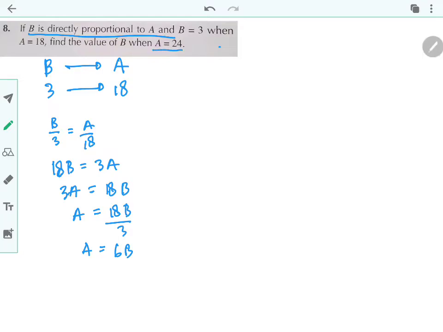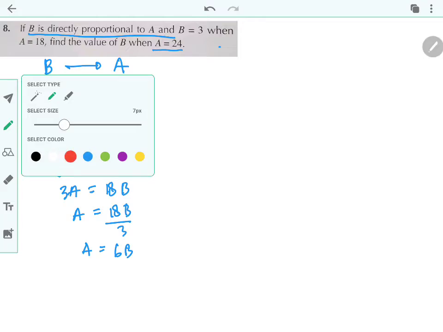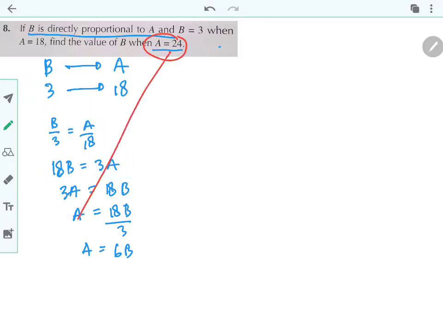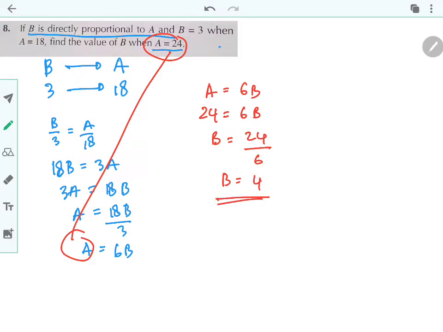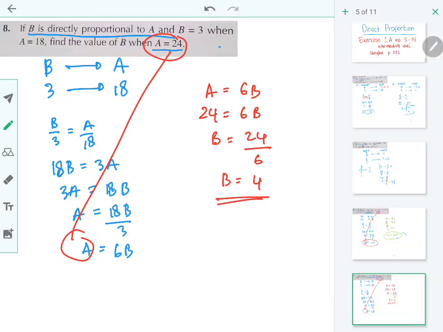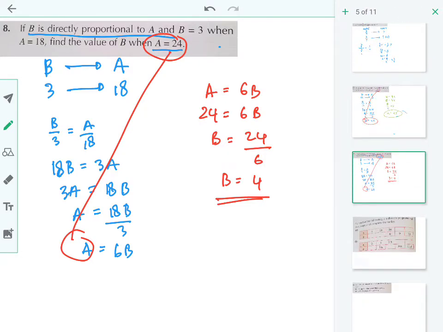24. Just like in the previous questions, what we need to do is just substitute this value of A into the equations. So what I have here is A equals 6B and A equals 24, so 24 equals 6B. So B is actually 24 over 6, then B equals 4. Okay, so that's the final answer. B equals 4. Now go to the next number, number 9.